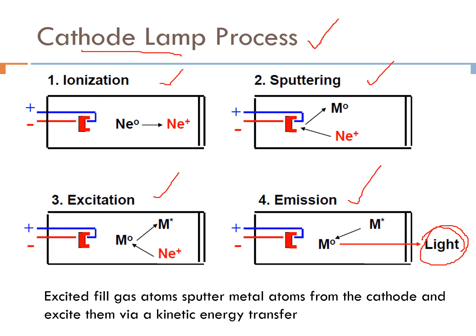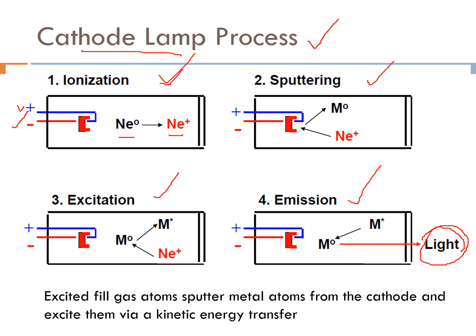Okay, the first one is the ionization. Macam mana boleh berlaku ionization ni? Bila kita apply voltage across the electrode. Bila kita apply voltage lebih kurang 300 ke 400 volt, ionization akan berlaku. Ionization ni berlaku in which, for example, the neon gas will be converted to ion, Ne plus.